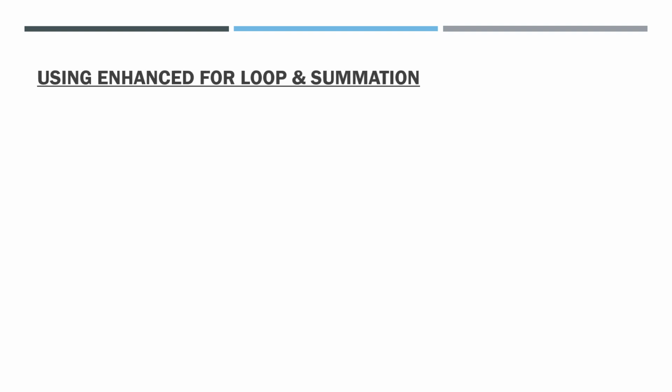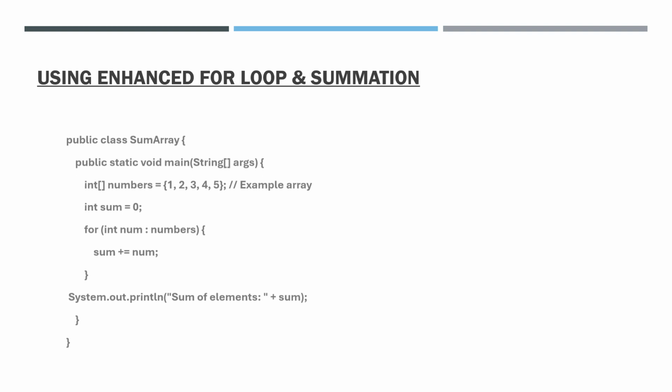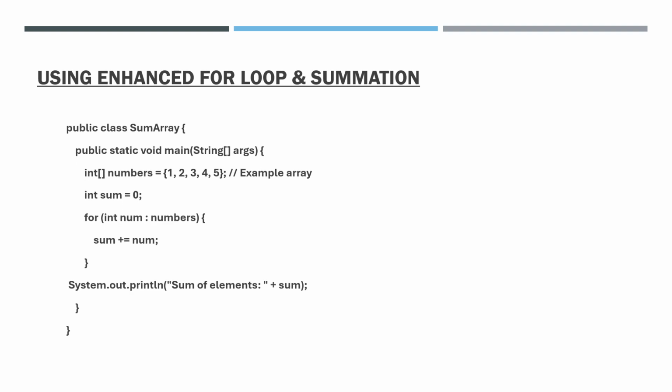Using enhanced for loop and summation. In this program, I declared an integer array with 5 values: 1, 2, 3, 4, and 5. Next, I create a variable called sum and initialize it to 0. Then I used an enhanced for-each loop. This loop goes through each number in the array, adds it to the sum, and finally prints the total. The enhanced for loop makes the code simpler and easier to read compared to using indexes.